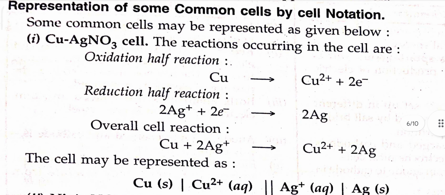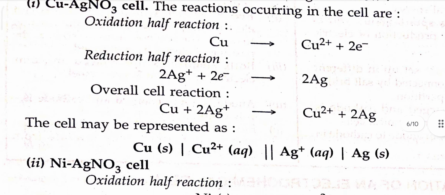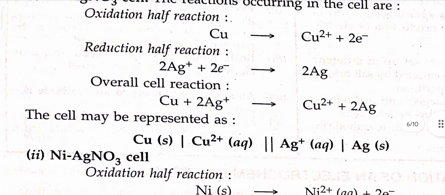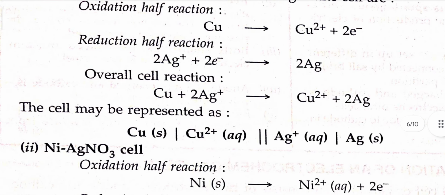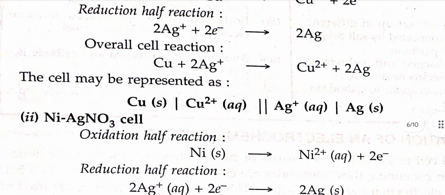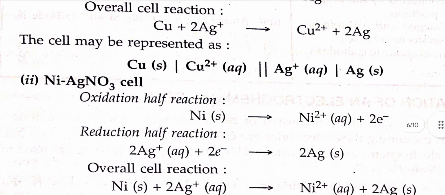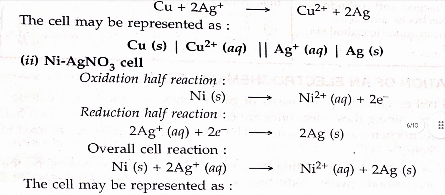Half reaction is Cu gives Cu2+ plus 2 electrons. Reduction half reaction is 2Ag+ plus 2 electrons gives 2Ag. Overall cell reaction: Cu plus 2Ag+ gives Cu2+ plus 2Ag. The cell may be represented as Cu | Cu2+ (aq) || Ag+ (aq) | Ag (s).